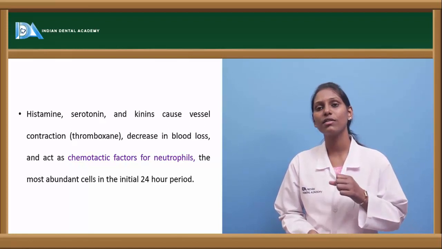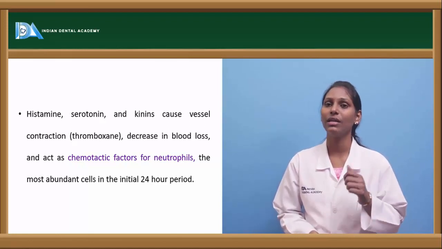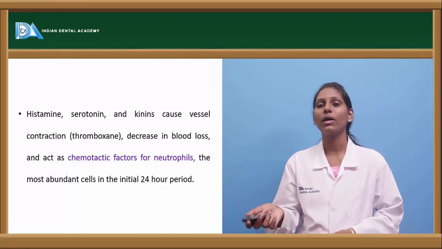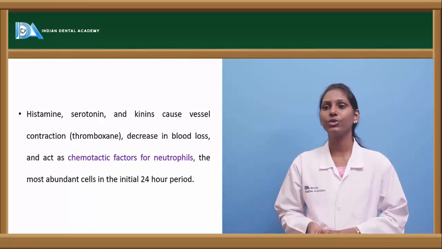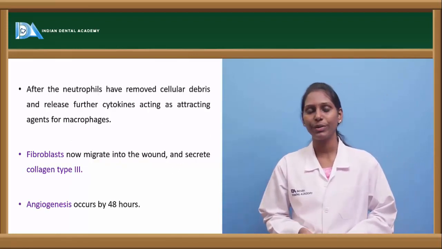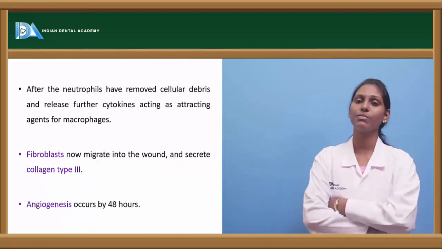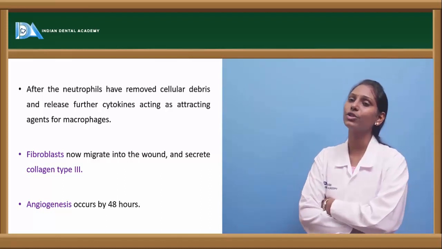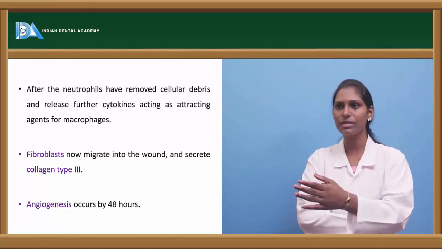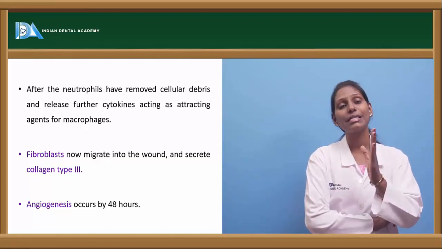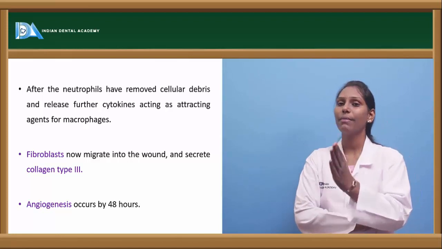These usually cause vasoconstriction, especially the thromboxane. There will be a decrease in blood loss in the initial stages, and these also act as chemotactic factors for neutrophils. These are usually seen in abundance in the initial 24 hours period. Later, these neutrophils remove the cell debris and further release cytokines. These cytokines attract the macrophages.